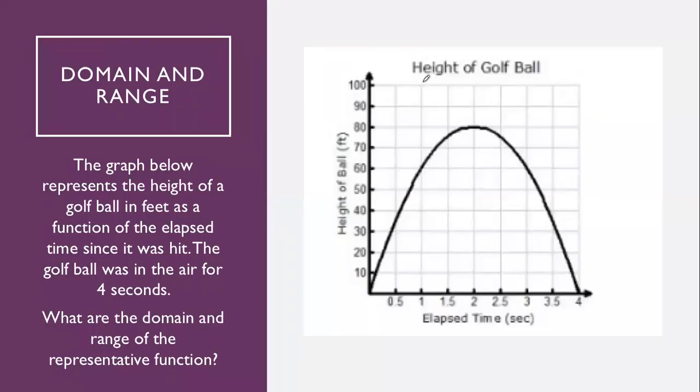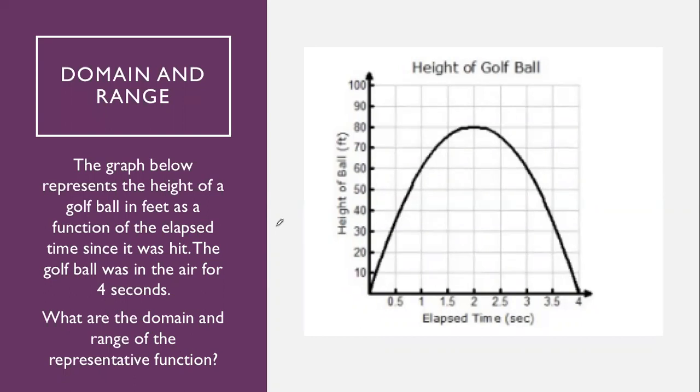Okay, so domain and range. The graph below represents the height of a golf ball in feet as a function of the elapsed time since it was hit. The golf ball was in the air for 4 seconds. What is the domain and the range of this function? So remember, we're talking about a golf ball. We're not talking about just a random quadratic parabola. We're talking about a golf ball.